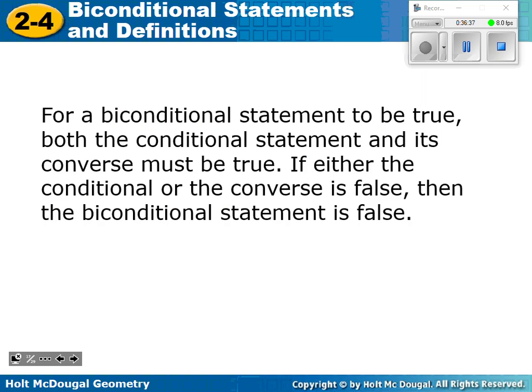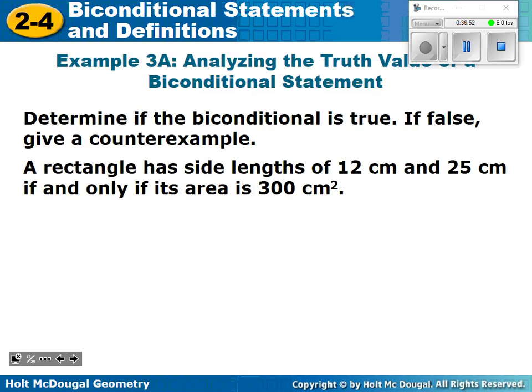Oops. I already said this. Here it is stated again. For a biconditional statement to be true, both the conditional statement and its converse must be true. If either one of them is false, then the entire biconditional is false because it can't go both directions. So the next thing they're going to ask you to do is determine, is your biconditional true? And then if it's not true, you have to give the counterexample. That goes back to what we learned before. So you're going to decide, can this biconditional, here's this phrase if and only if, can it go both directions and be true? If it is, you put true. If not, give a counterexample.